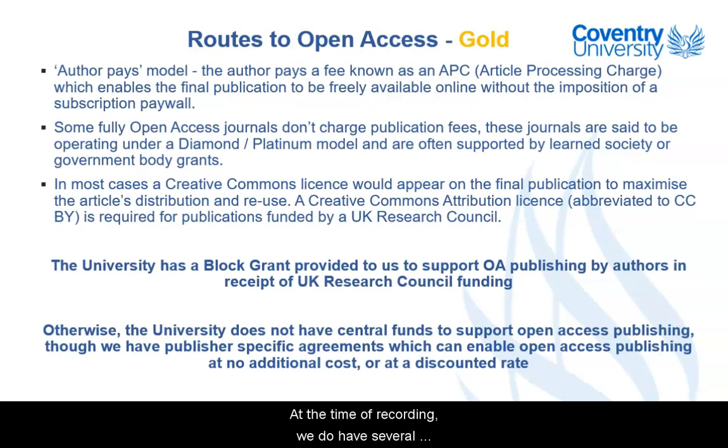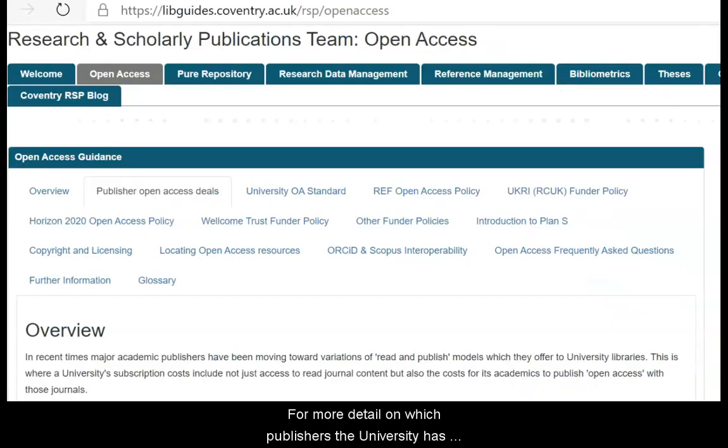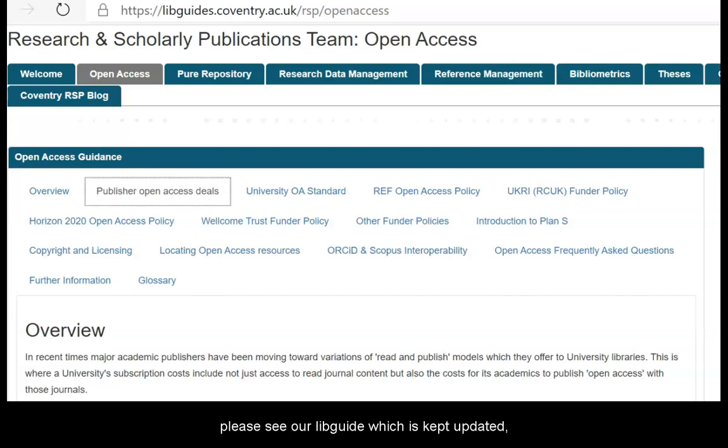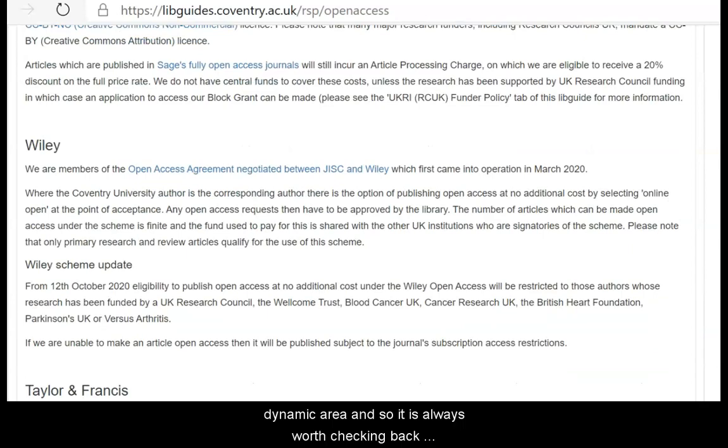At the time of recording, we do have several agreements in place with major publishers. Some of these offer discounted rates on open access article processing charges, others provide the option of being able to publish open access without the need to pay an article processing charge at all. For more detail on which publishers the university has open access agreements in place with, please see our LibGuide, which is kept updated, specifically the tab entitled Publisher Open Access Deals. Alternatively, please feel free to get in touch with us directly. Please note that this is a dynamic area, and so it is always worth checking back to our LibGuide for any developments.